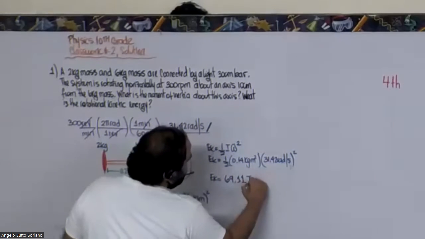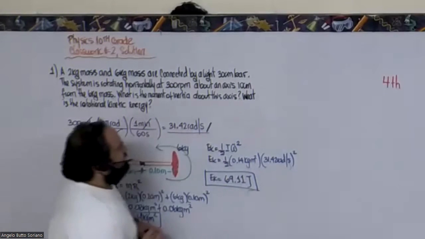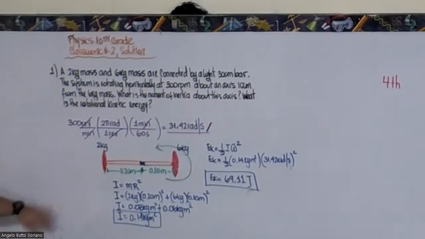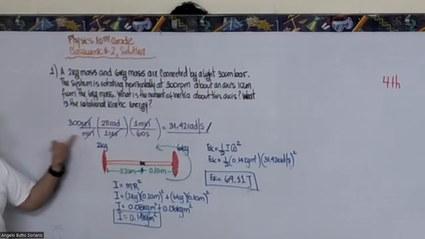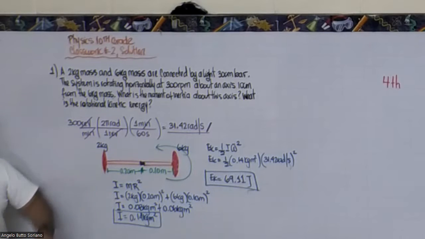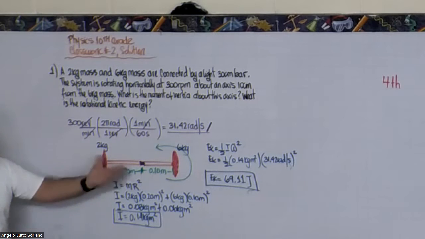69.11 joules. This is going to be the solution set of problem number 1. Please, show the entire process. Don't give only 300 revolutions per minute equals 31.42. How can we do that? Simplifying the expression using the conversion of the units.